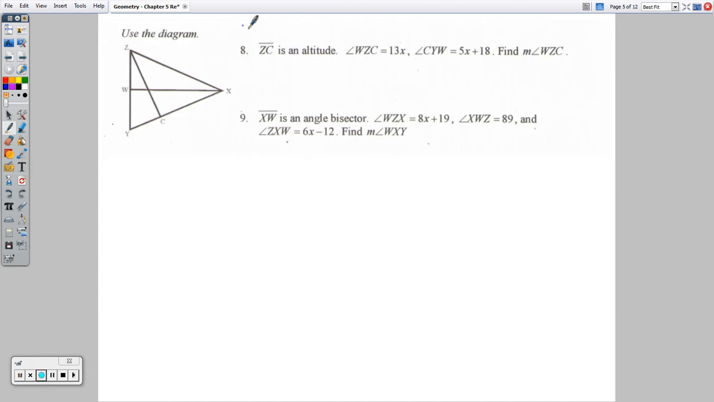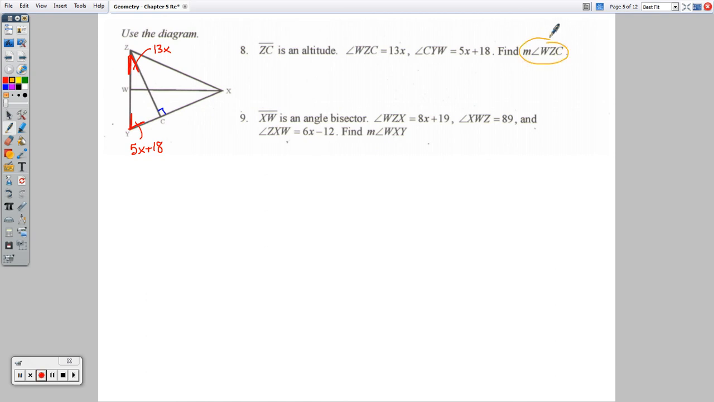Number 8, we're using the diagram. ZC is an altitude. So this is CZC right here. It's an altitude, it says, so I'm going to make that marking in my picture for this one. It says that angle WZC, which is going to be this angle right here. If you connect those dots, it's that angle, WCZ, or ZC is 13x, and CYW, that's this one, that's 5x plus 18. And we're supposed to find the measure of WZC.